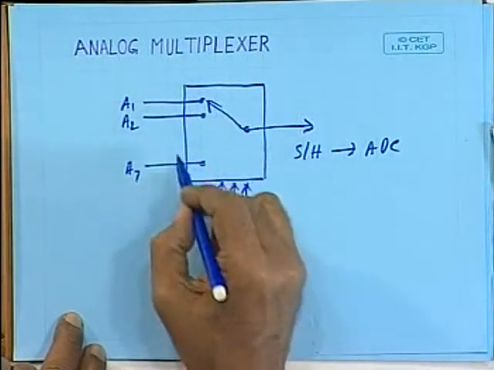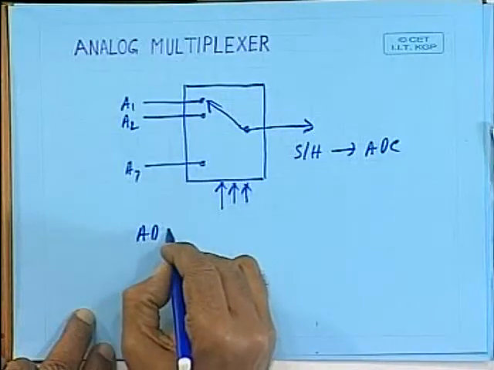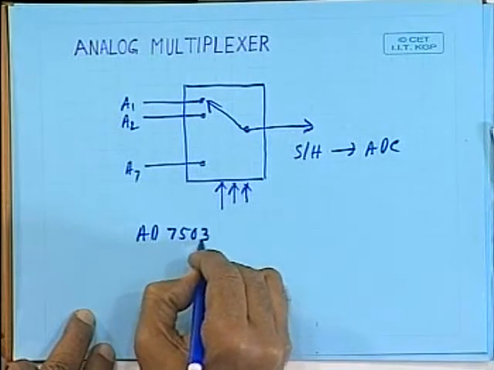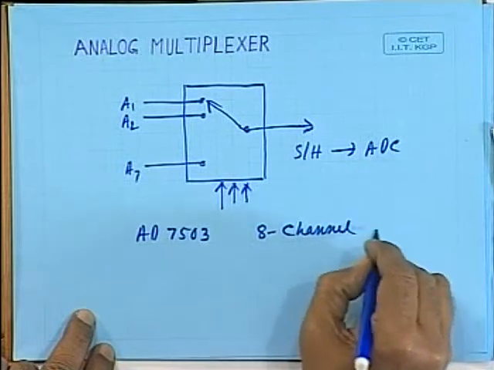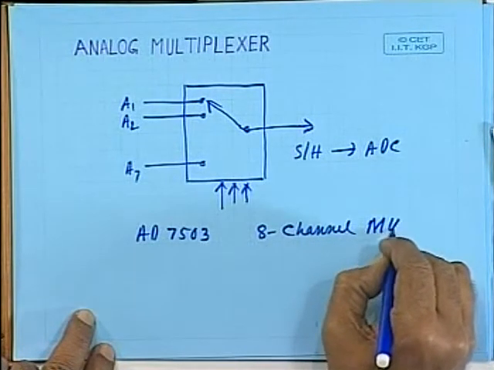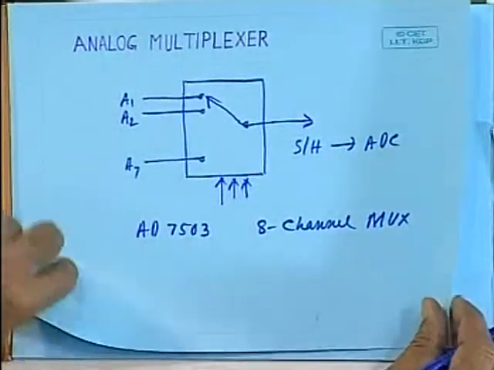And this type of analog multiplexer is available in the form of IC. For example, AD7503 is an 8 channel multiplexer which can be used to build a data acquisition system.